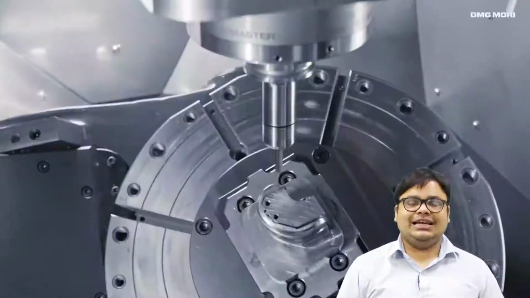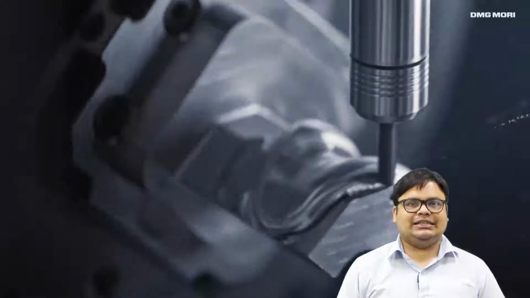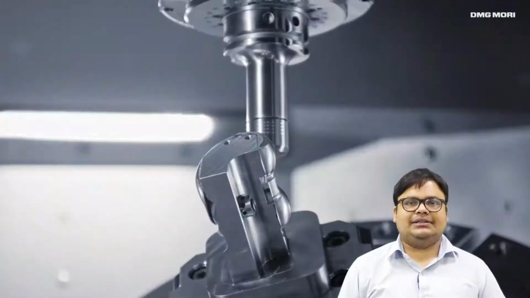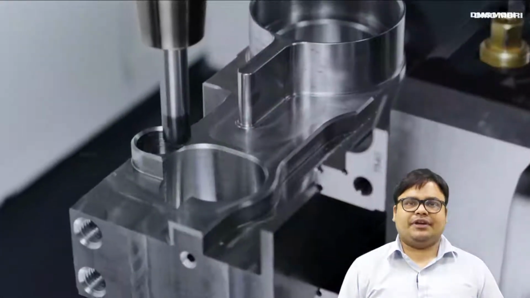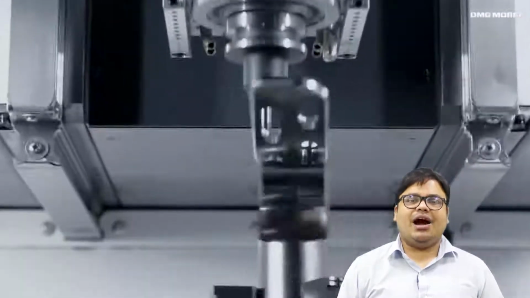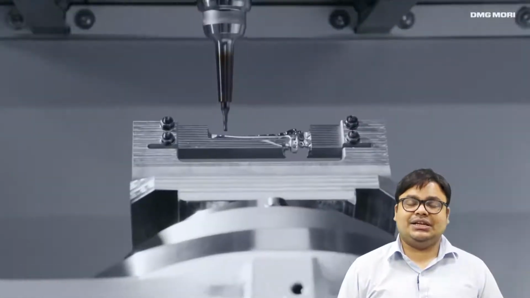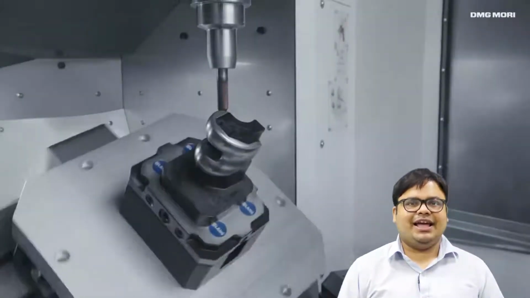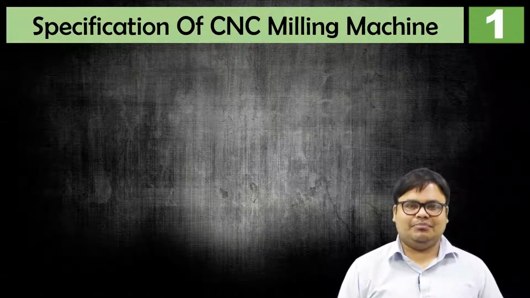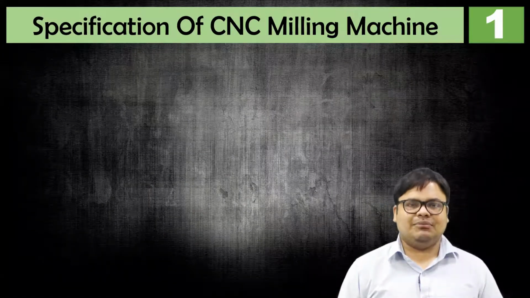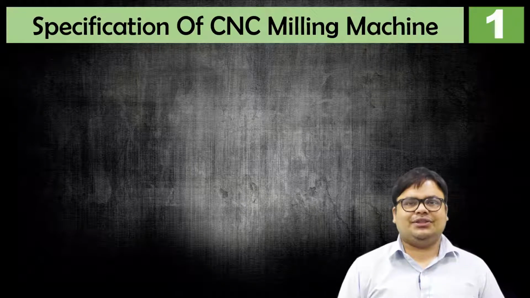So guys, generally how do you specify a mobile? Generally by its screen size, by its memory, by the megapixel of the camera it is having. In a similar way, how to specify a CNC milling machine we'll be discussing in today's session. After attending today's session, you all will be able to specify a CNC machine very easily, particularly a CNC milling machine. So let us start with today's session.